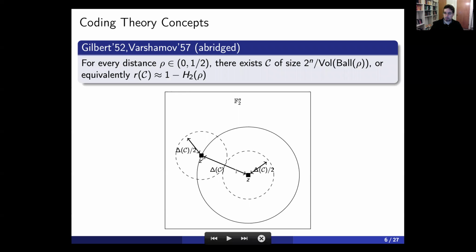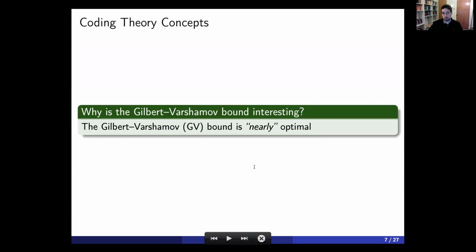And you repeat this process. So you take a point, you carve this ball, and then you repeat. And this is a very simple greedy procedure. But you're doing this procedure in an exponentially large space, so it's not constructive. And why do we care about this Gilbert bound, this Gilbert-Varshamov bound?